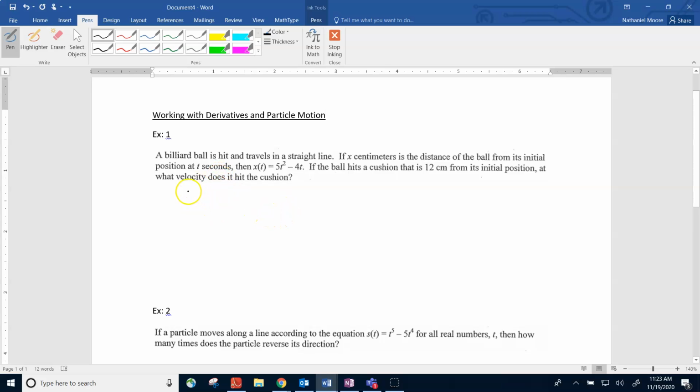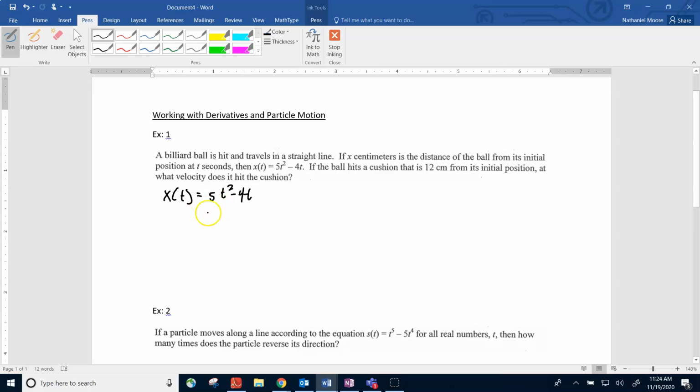For instance, our first question is: a billiard ball is hit and travels in a straight line. If x centimeters is the distance of the ball from its initial position at t seconds, then x of t equals 5t squared minus 4t. If the ball hits a cushion that is 12 cm from the initial position, at what velocity does it hit the cushion? To do this, let's first write out our equation, which is x of t equals 5t squared minus 4t.